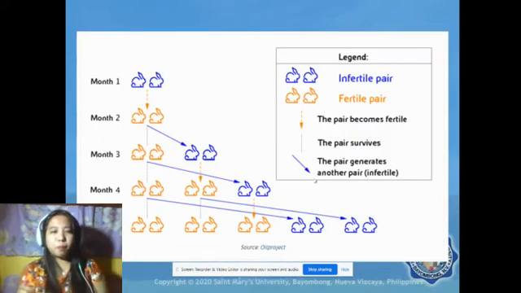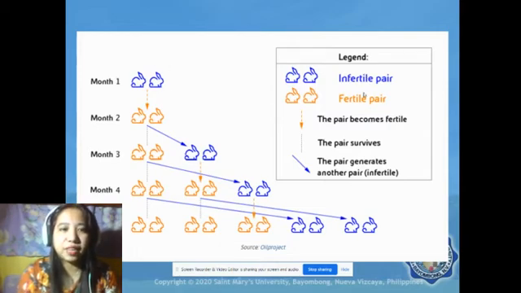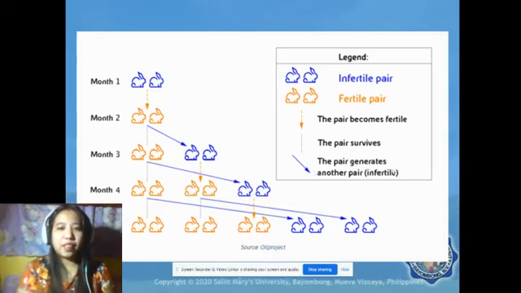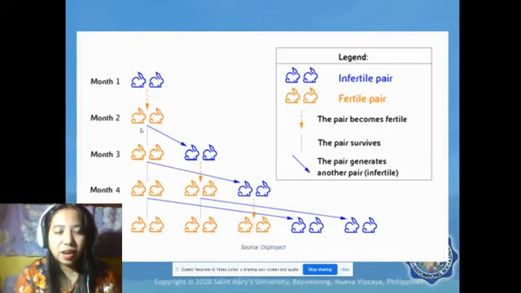To better visualize what we're talking about here, we have a figure that shows this. For instance, this is the legend. If it's blue, it is an infertile pair, and a fertile pair is orange. This line means that the pair becomes fertile. The broken line means that the pair survives. And this arrow means the pair generates another pair. So starting from 1, 0, this is the infertile pair. And then it becomes fertile now, so it turns into orange. And this fertile pair survives, and the pair generates another pair.